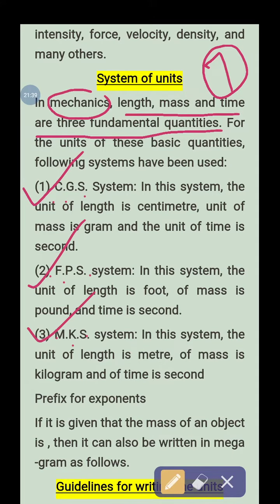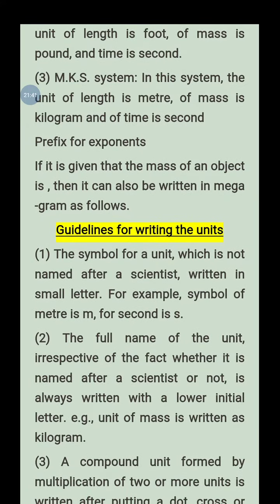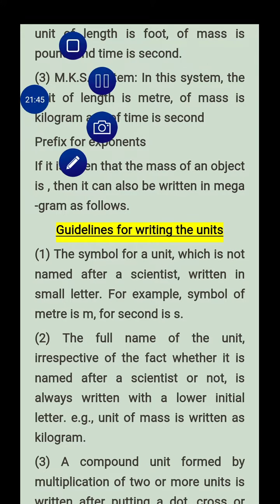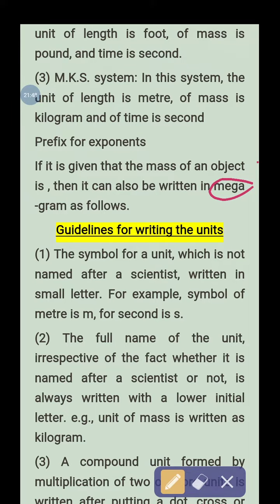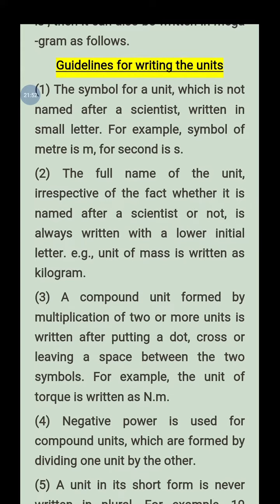Okay. Now, prefix of exponent. If it is given that the mass of an object is so much, it can also be written in megagrams. It's a higher unit. Okay. Now, important thing: guidelines for writing the units. How can we write them?